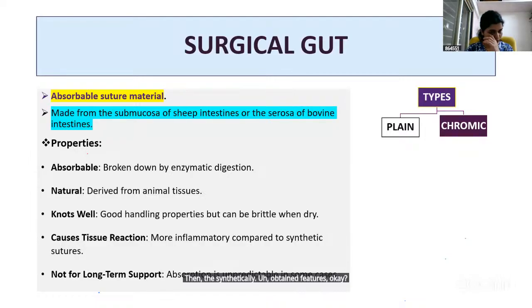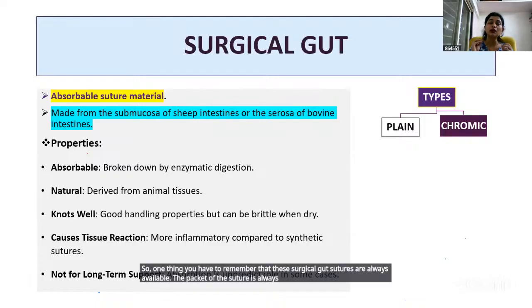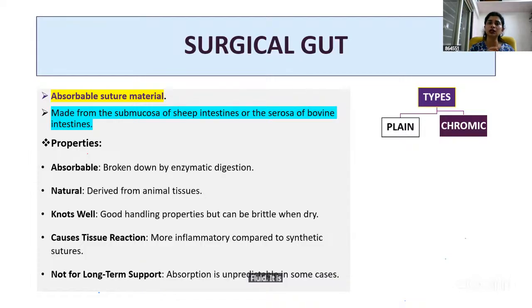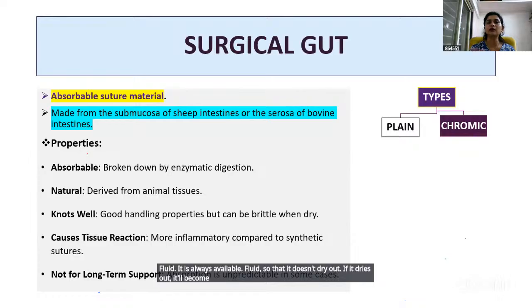Another thing is that these sutures become brittle if they are dry. So remember that the surgical gut suture packet is always available with a fluid, so that it doesn't dry out. If it dries out, it will become brittle. It will not be as soft and pliable as it is.